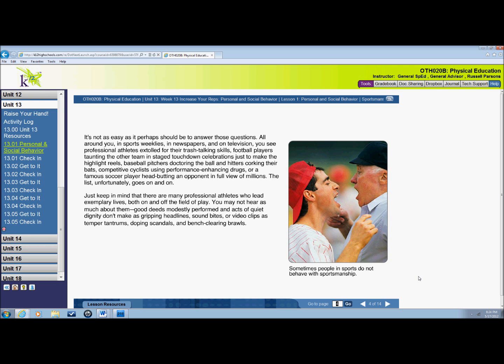So there is another photo, and it's basically like a sports player yelling at like his coach or umpire. And it says underneath that picture, sometimes people in sports do not behave with sportsmanship. So now we're moving on to page 5.